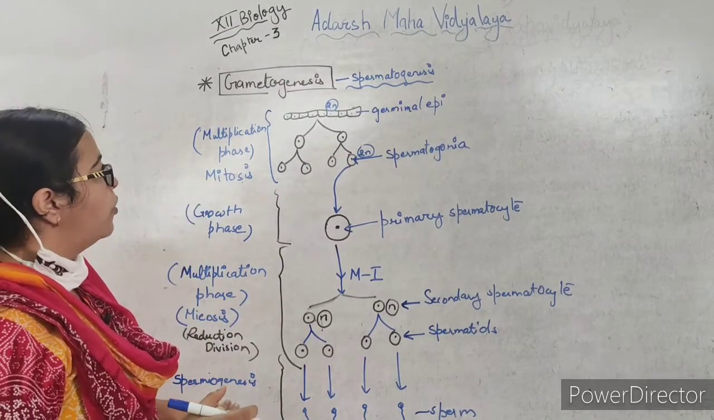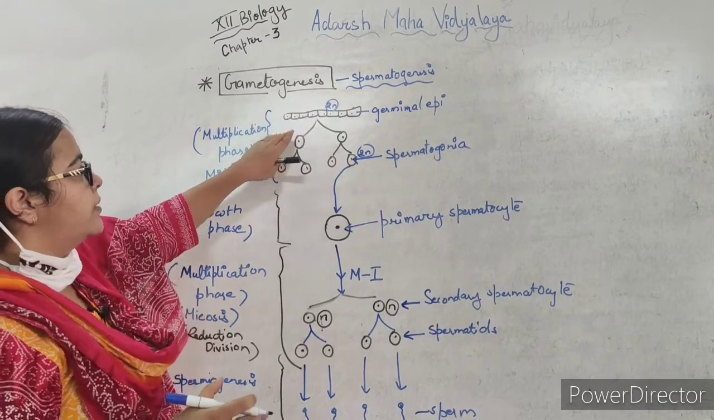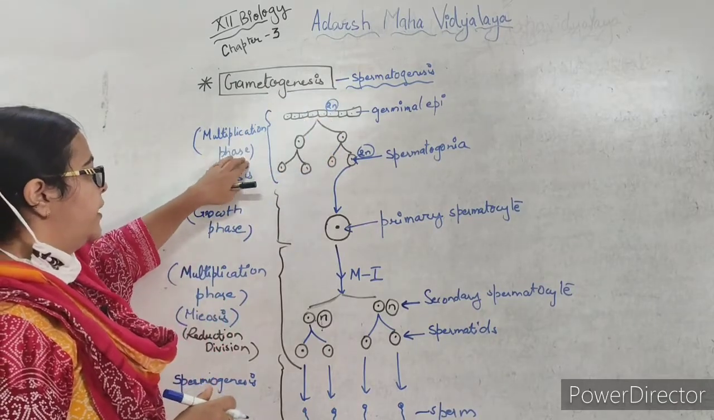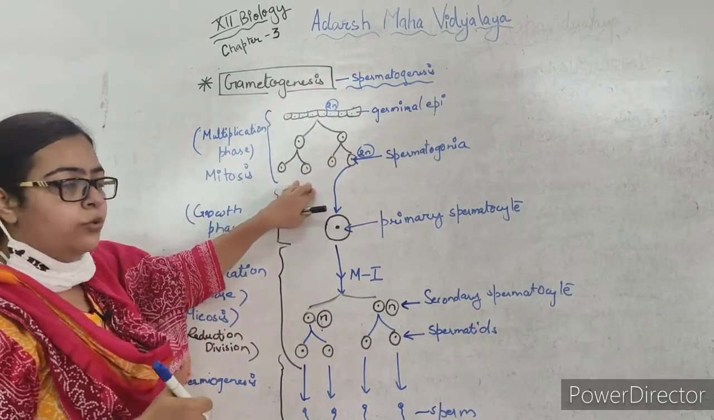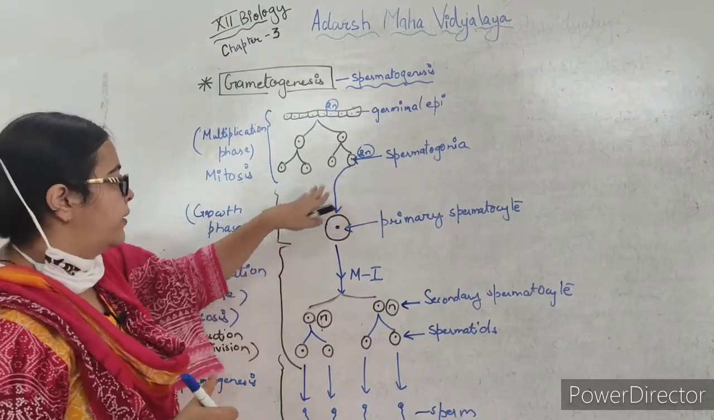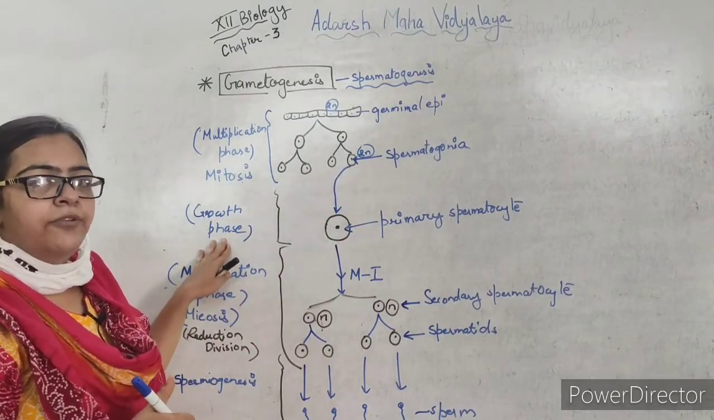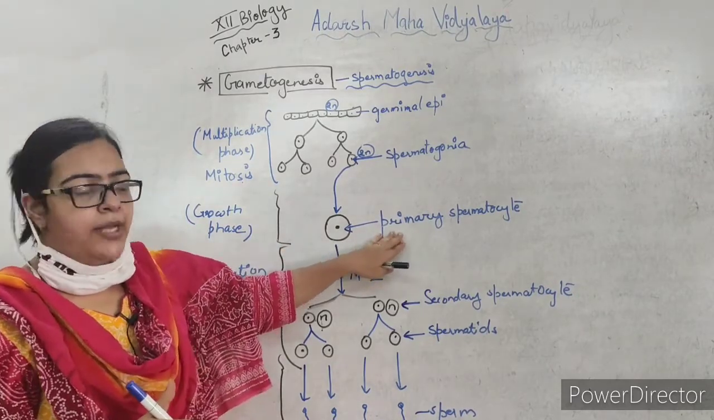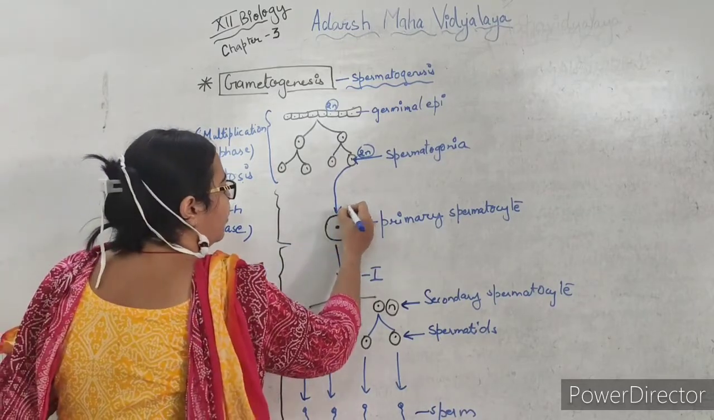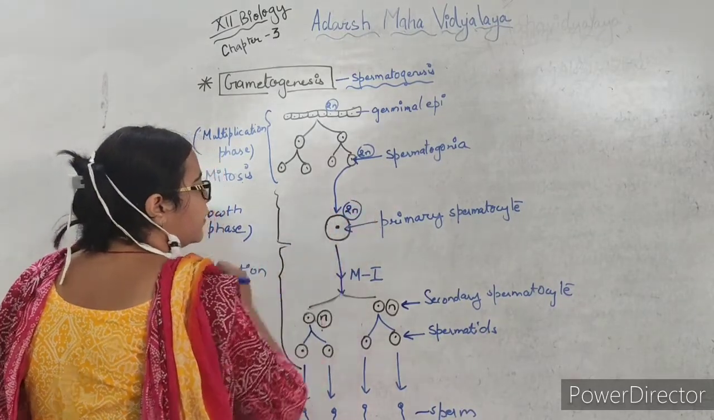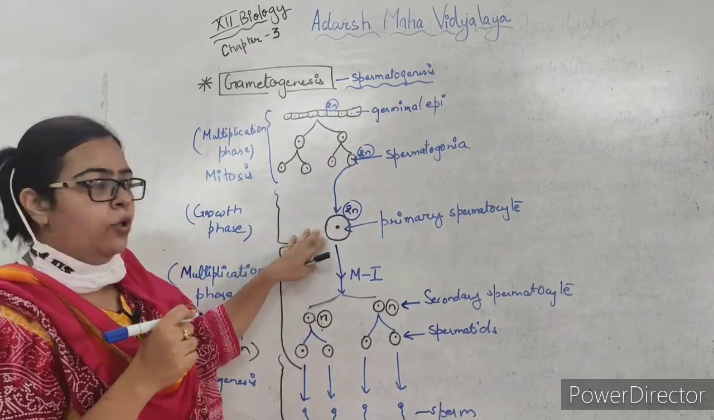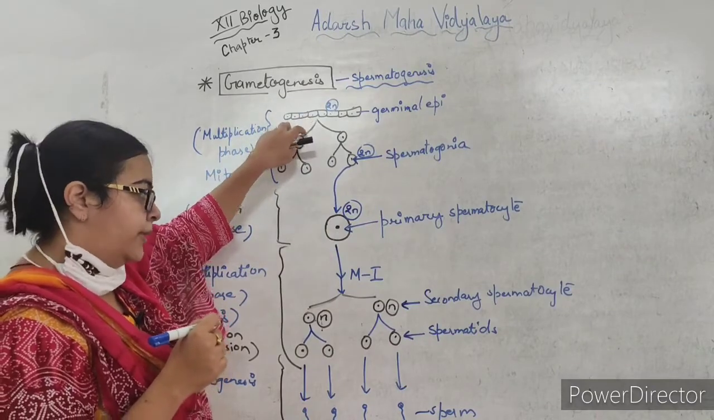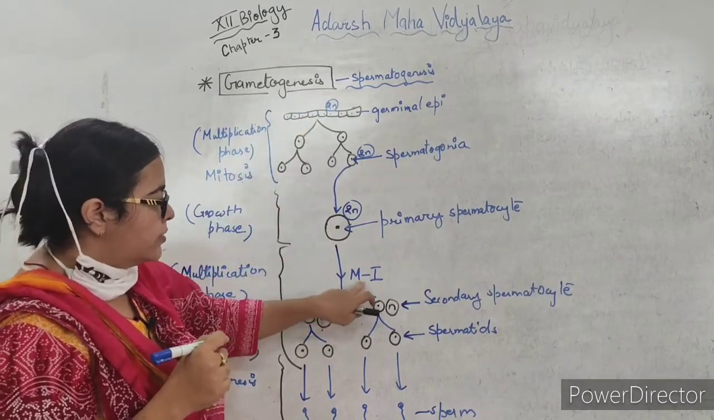So the overall thing which we saw here is that in spermatogenesis the germinal epithelium will undergo the multiplication phase and form diploid spermatogonia. These spermatogonia will undergo the second phase, that is the growth phase, and that is the formation of the primary spermatocyte. It is also a diploid structure. No division was occurring here, only the size increased due to the accumulation of the nutrients which were secreted by the germinal epithelium.